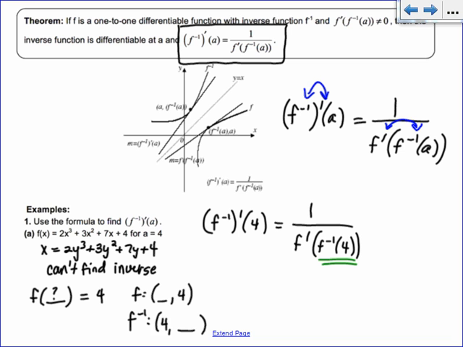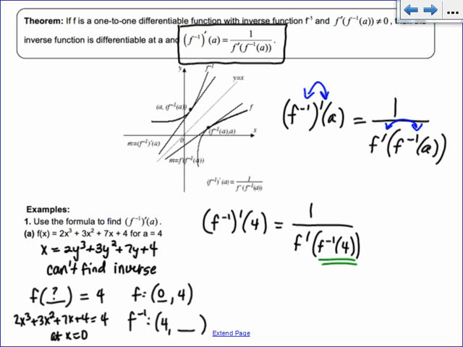So what number? You can always do it very quickly in your head. What number in the original can I plug in to get 4 out? 0. Do you guys all see that? It's always something super simple, like 0, 1, somewhere around there. All right, so it's 0. We're saying, when is f of x equal to 4? So when is 2x cubed plus 3x squared plus 7x plus 4 equal to 4? At x equals 0.